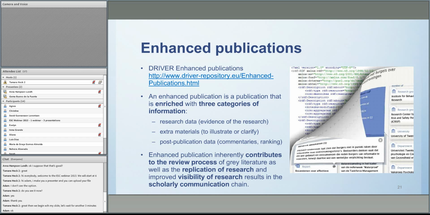So in their definition, we have an enhanced publication with 3 categories of information: research data, extra materials, past publication data. And this is important because science cannot be static. So we should be able to comment, to improve, to refute, and so on. So this data is important too, and is part of the publication of the document.